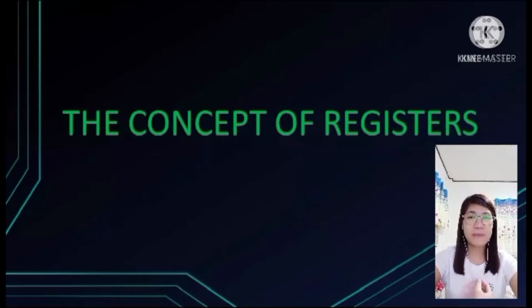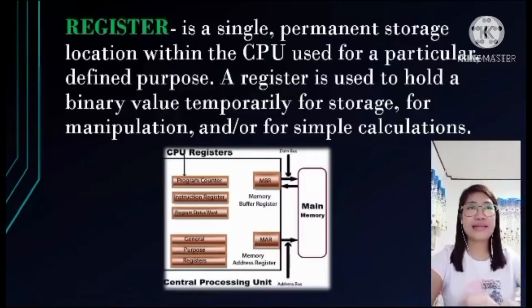My assigned topic is the concept of registers. Before we discuss the way in which the CPU executes instructions, it is necessary to understand the concept of a register. A register is a single permanent storage location within the CPU used for a particular defined purpose. A register is used to hold a binary value temporarily for storage, for manipulation, and for simple calculations.